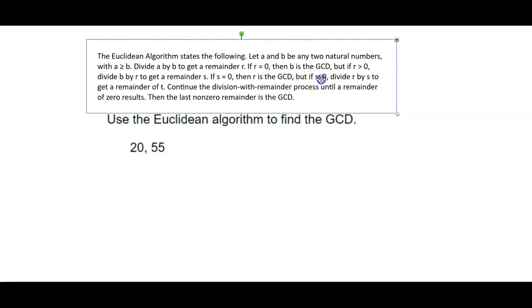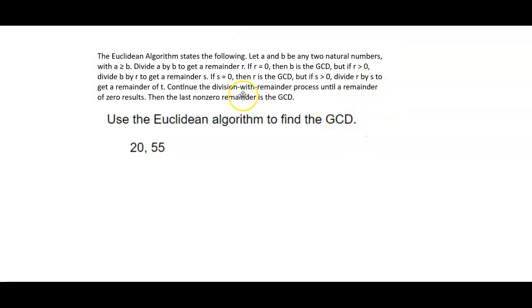But if s is greater than 0, then we do the division again. So we're going to divide r by s to get a remainder of t. We're going to continue the division with remainder process until a remainder of 0 results. And then the last non-zero remainder is called the greatest common divisor.